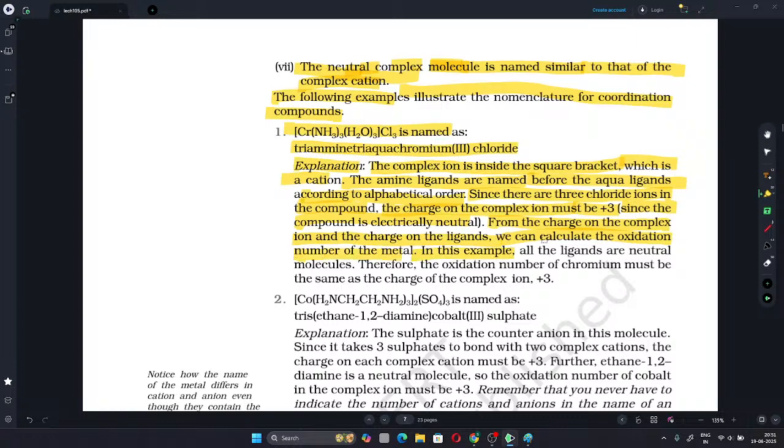In this example, all the ligands are neutral molecules, therefore the oxidation number of chromium must be the same as the charge of the complex ion. Here NH3 and water are neutral ligands. As such, chromium will have a 0 charge inside the complex, but the whole complex will have a charge of +3, so chromium will also have an oxidation state of +3.